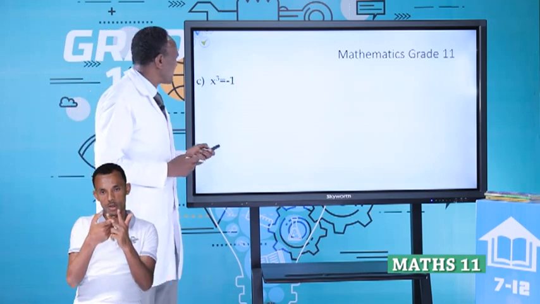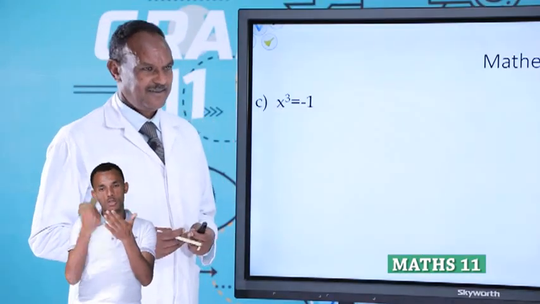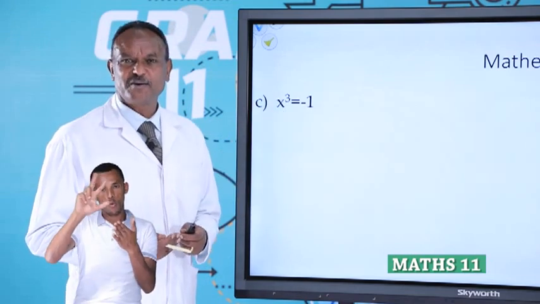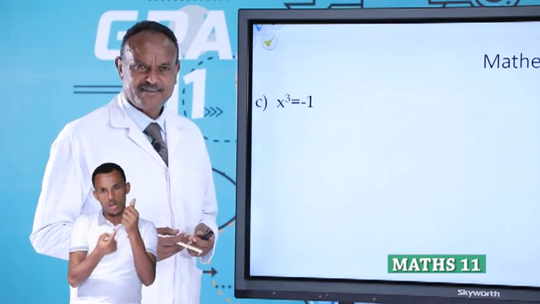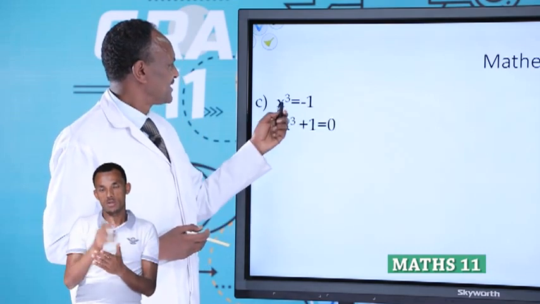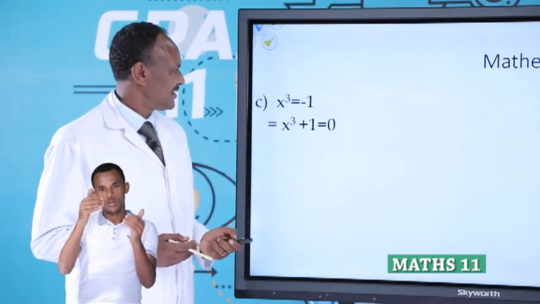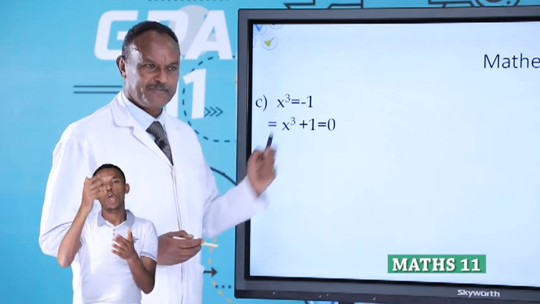Third one, a little bit different. x cubed is equal to negative 1. What is the solution for this one? In the set of real numbers, x cubed will be equal to negative 1 when x is equal to negative 1, and this is the only real solution. Let us see. x cubed equal to negative 1 means x cubed plus 1 is equal to 0. It is a cubic equation.